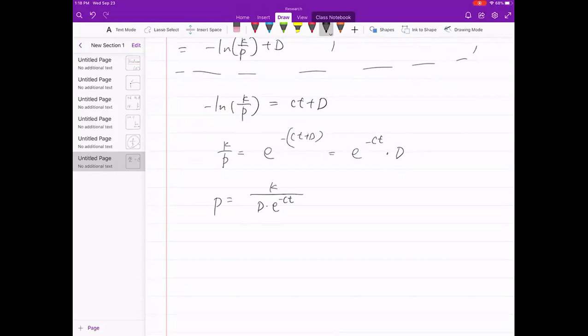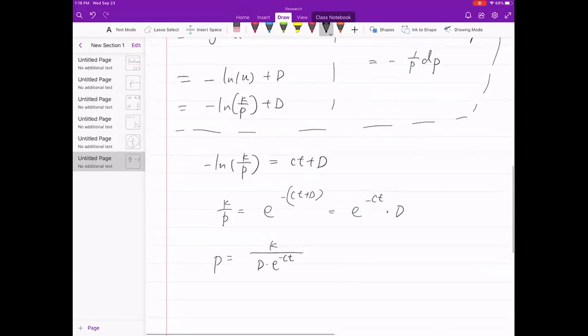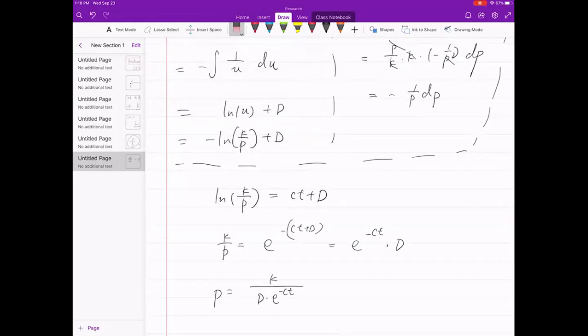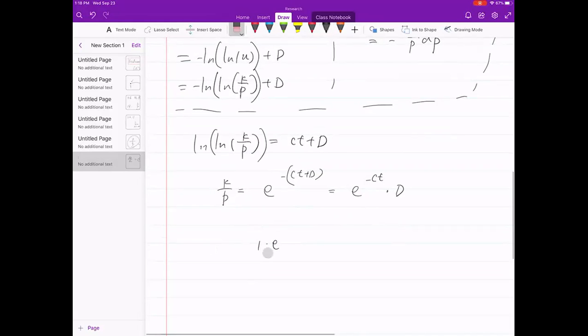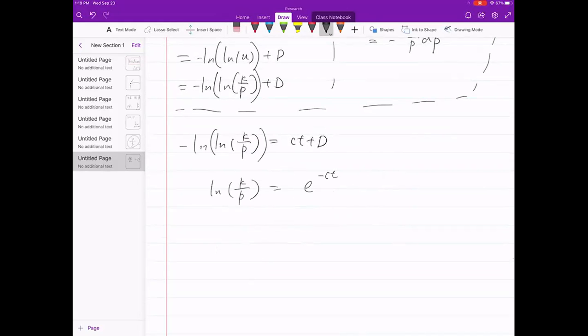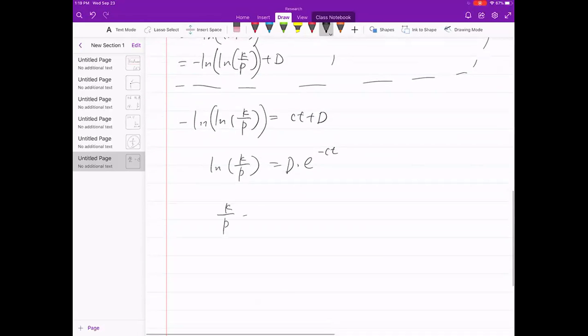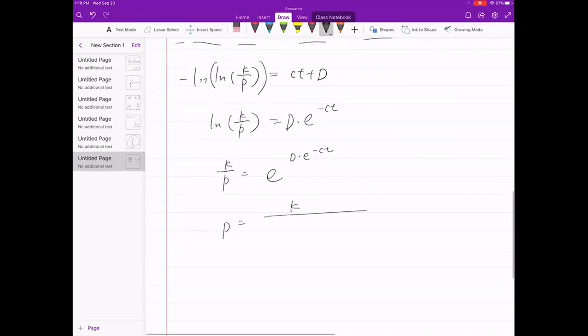Dr. Chen. Yep. Didn't we set u equal to the ln of k over p? What did I do? So when we put it back in, we get the ln. It should be ln. That would change something. k over p equals e to the negative ct times a d. k over p equals e to the d times e to the negative ct. p equals k over e to the d times e to the negative ct.